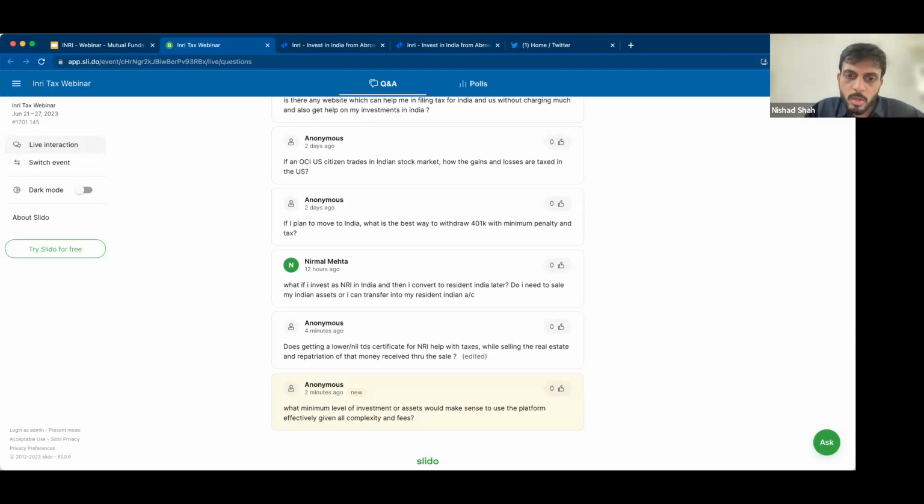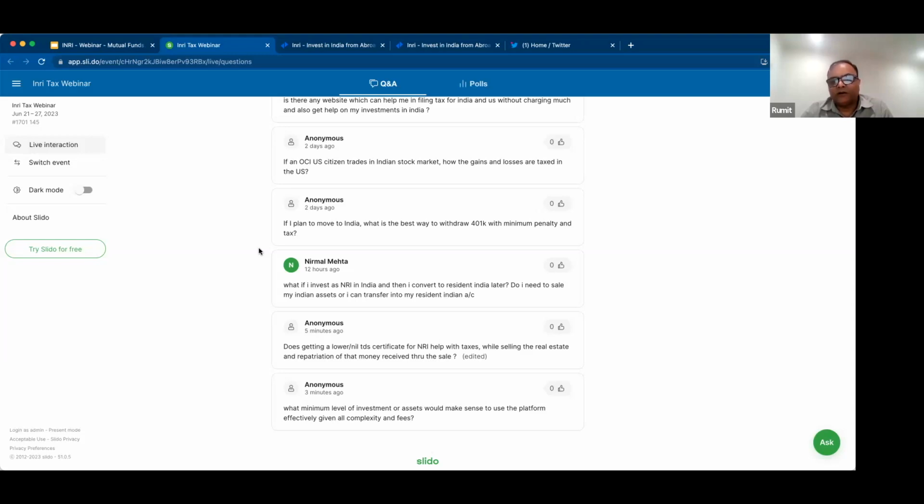Does getting a lower or nil TDS certificate for NRI help with taxes while selling the real estate and repatriation of that money received through the sale? Again, this is an India side question, but getting a lower or nil TDS certificate would not change what your tax liability will be in the US. Even if you have lower tax liability in India, chances are if you are a US resident, there will be a higher tax liability in the US. And whatever tax you are required to pay in India will be allowed as a tax credit, especially for real estate. Just be careful that you do not delay paying these taxes in India, because there is a timing issue when you claim the credit, which is another tax credit issue you have to be very careful of.